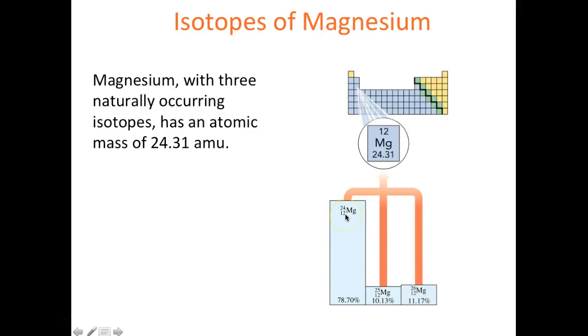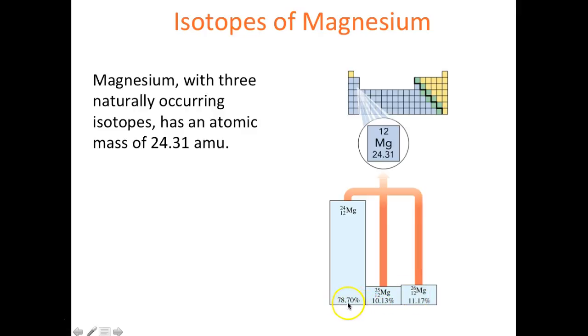So they differ in the number of neutrons, all right? Magnesium 24 has 12 neutrons. Magnesium 25 has 13 neutrons, and then magnesium 26 has 14 neutrons.